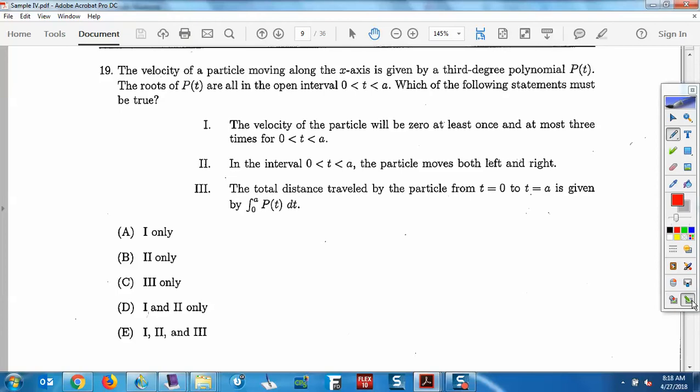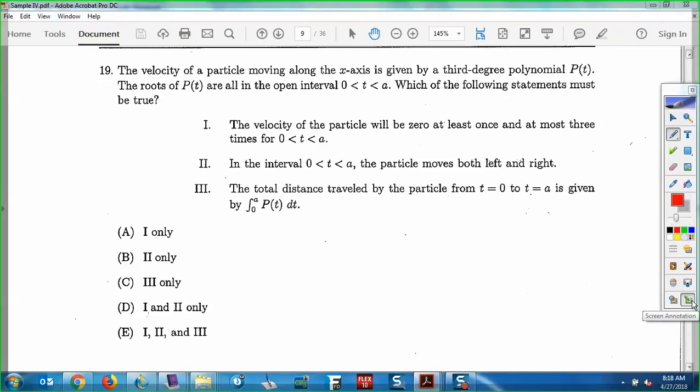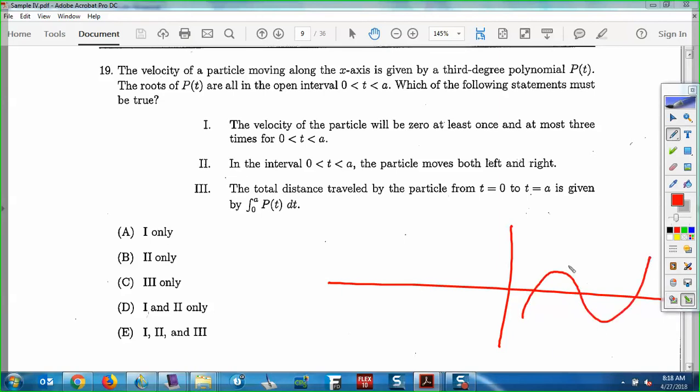Velocity of a particle is given by a third-degree polynomial. The roots of p are all in the open interval 0 to a. Which of the following statements must be true? Okay, so a third degree, a cubic, right? How many roots can a cubic have at most? A cubic can have 3 roots. It can go up and then down and then back up again, and it could cross 3 times. And this is the velocity.